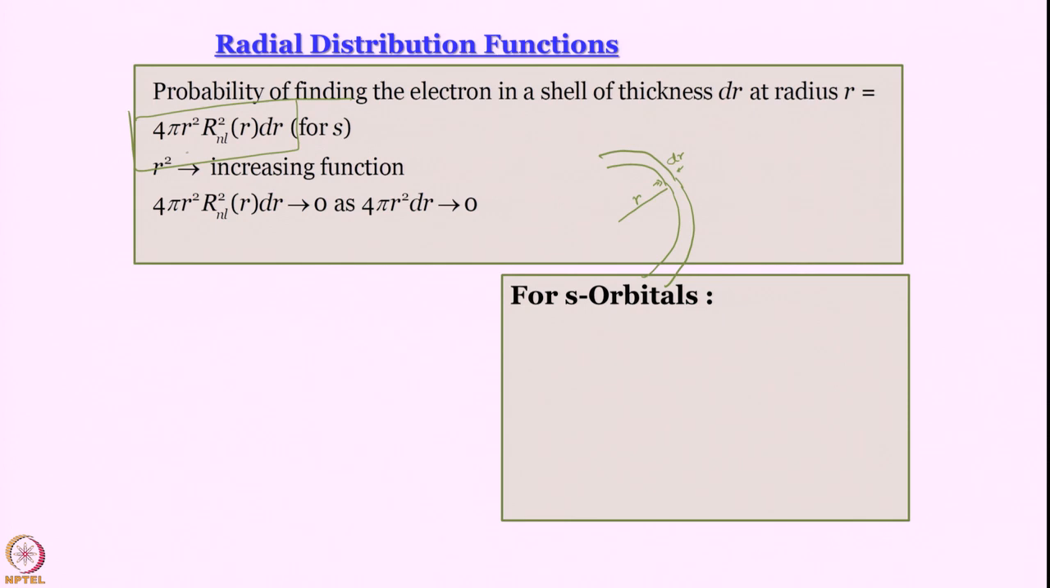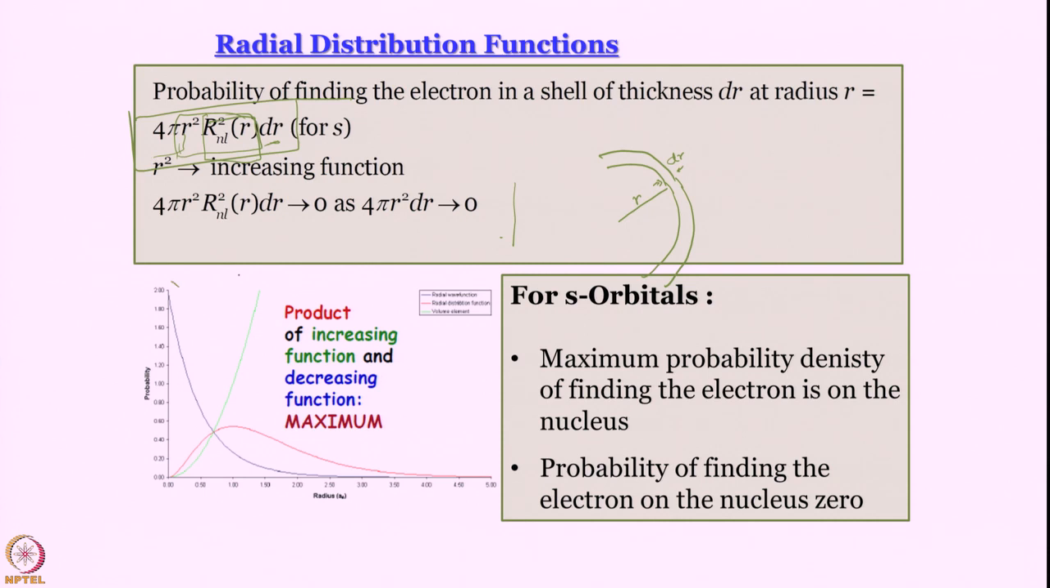Small r square multiplied by capital R square is density, and volume of the sphere is 4 pi r square. Well, sorry, what am I saying? Capital R square is the density, probability density, and 4 pi r square multiplied by dr, that is your volume of the shell. That is what gives us the probability. Now what happens? For s orbital, probability density is very high at small r equal to 0, but remember that it is being multiplied by small r square. So, for the product, the value at small r equal to 0 is actually 0.